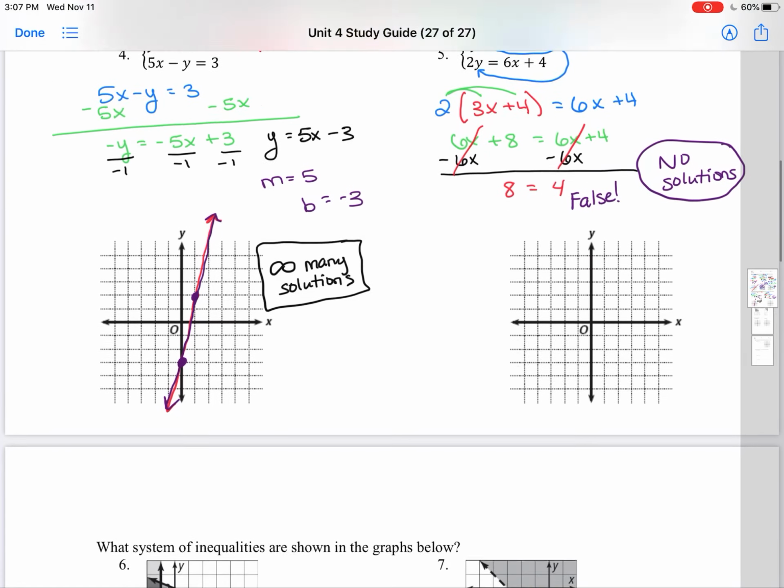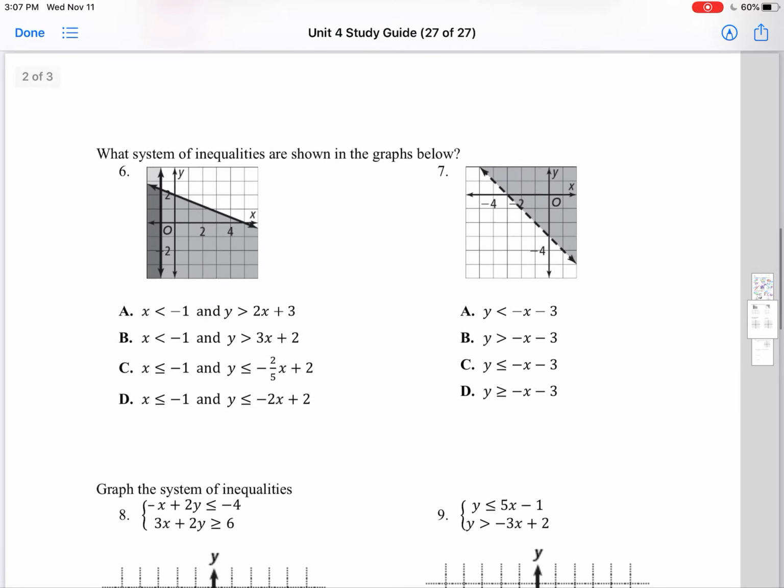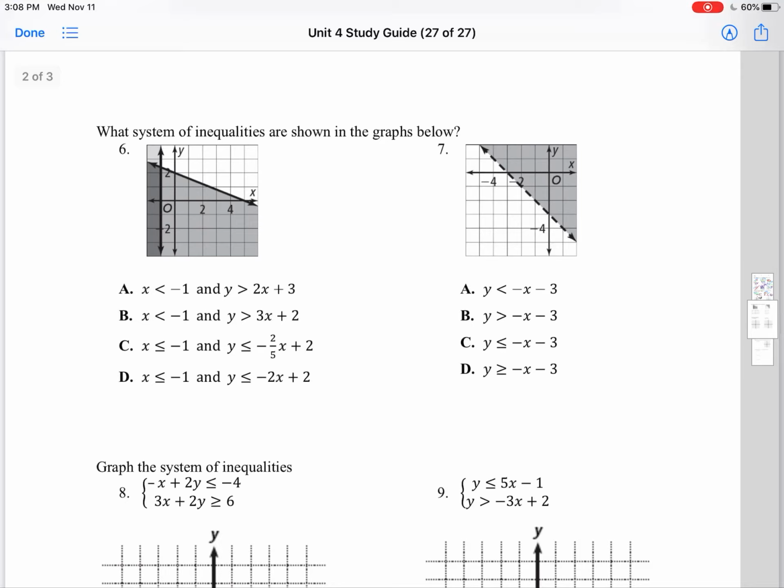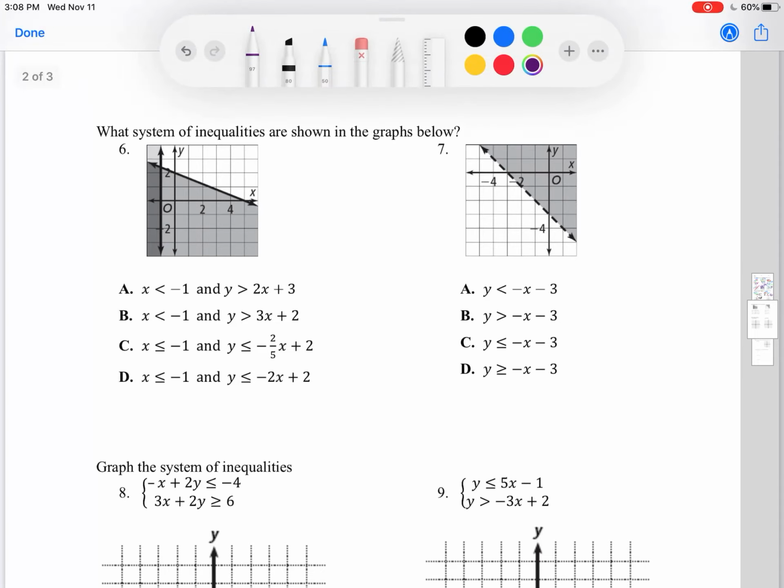And if you made a graph on this question, you would notice that your slopes would have to be the same, which would make your picture, your two lines, have to be parallel to one another, which means they will never cross, hence also no solution.